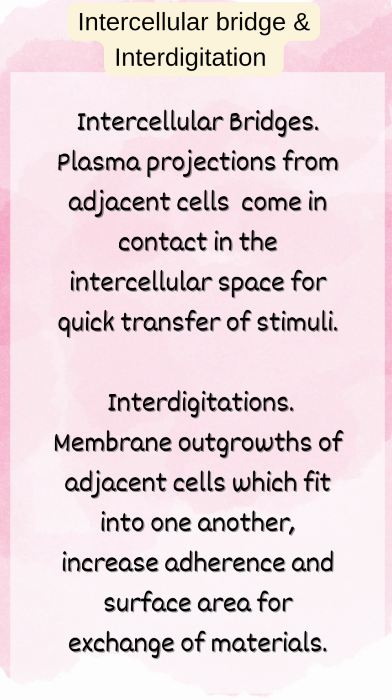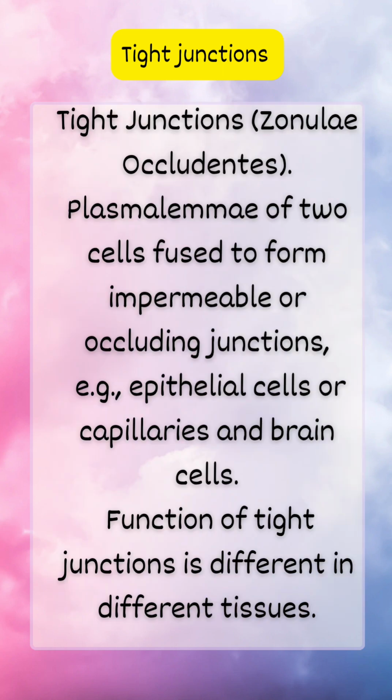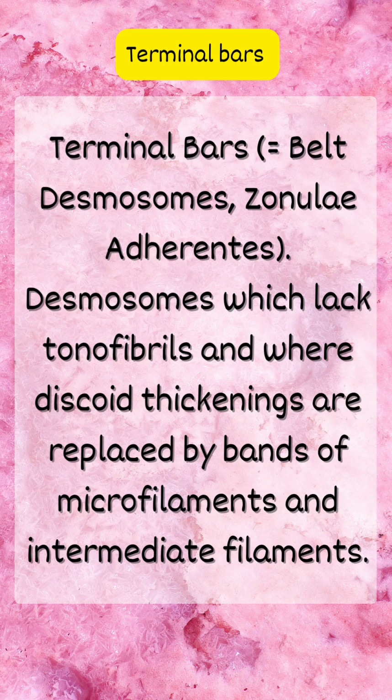Then next, desmosomes are present and tight junctions. If we see the tight junction, plasma lamella of two cells fuse to form an impermeable junction, for example in epithelial cells, capillaries, or the brain cells. The function of tight junction differs in different tissues. If we see a terminal bar, it is a desmosome which lacks tonofibrils and where discoid thickenings are replaced by bands of microfibrils and intermediate filaments in the terminal bar. This was all about the specialization of plasma lamella.